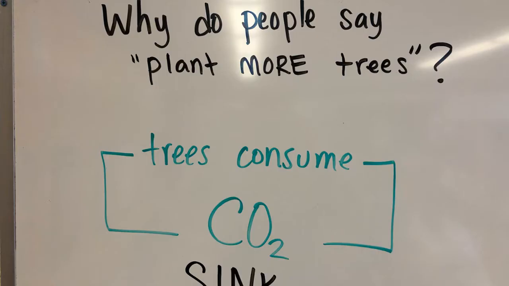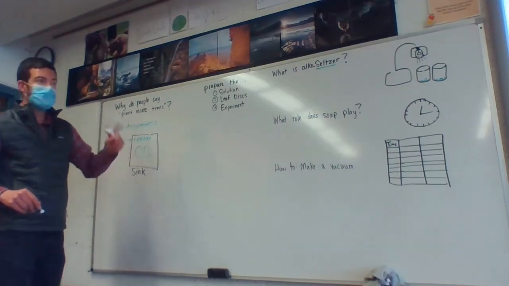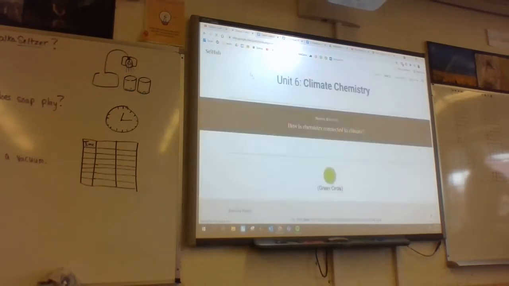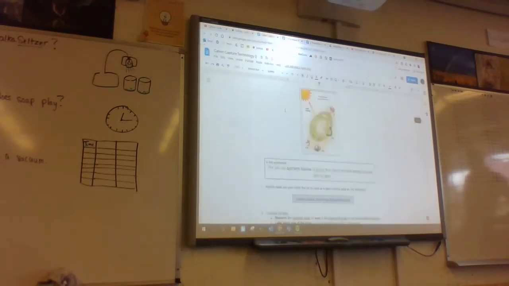So we need to now prove the pattern. We need to prove that trees are truly going to remove CO2. All right, the way that we're going to do this is this experiment that I've called the carbon capture technology, because plants literally can capture carbon out of our air. Down here on task 5, carbon capture technology, you'll use this button to get to the instructions. In this experiment, we're going to use spinach leaves to prove that plants convert carbon dioxide into oxygen. We're going to prove that that is truly going to happen.